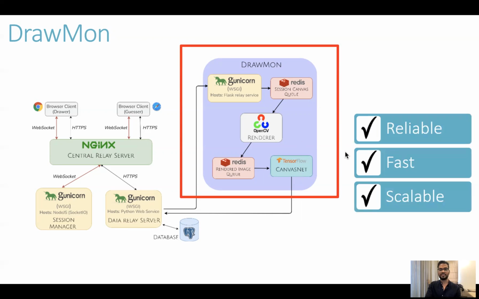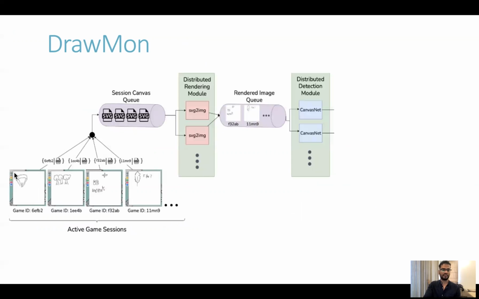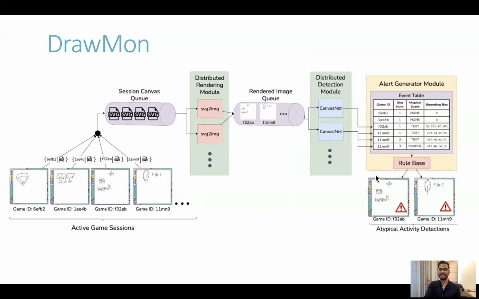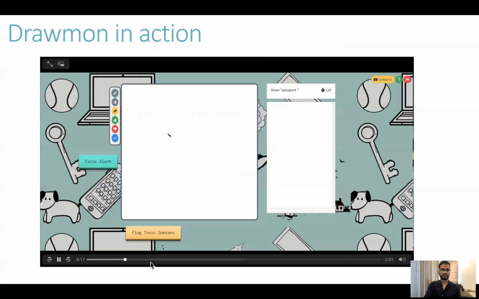Our DrawMon is really fast and reliable, as can be seen through our study sessions, which involved many concurrent sessions running in parallel. Let's see what DrawMon's pipeline is. This is the DrawMon pipeline. First, we have the active game session, which is put into this canvas queue, converted from SVG to image, and then put into the rendered queue. Finally, these CanvasNet instances pull them one by one and try to make detections on them, and send these detections to our front end for alerts. Let's see DrawMon in action.